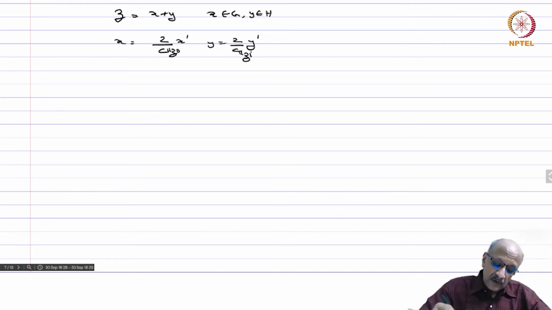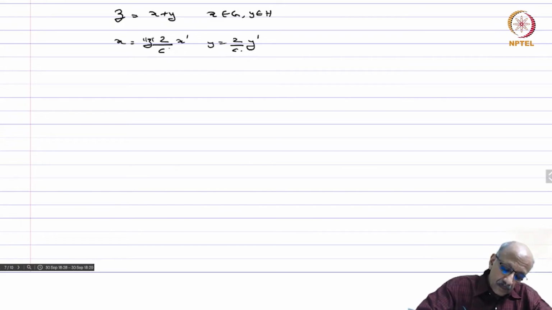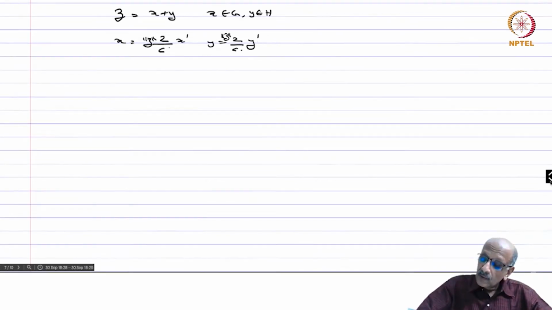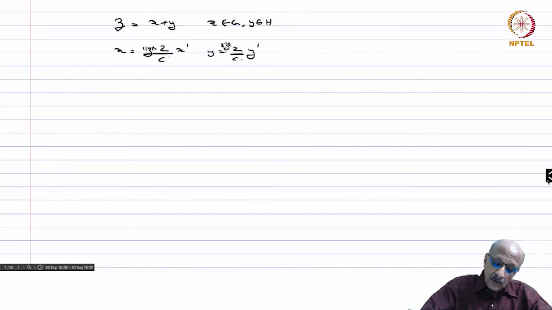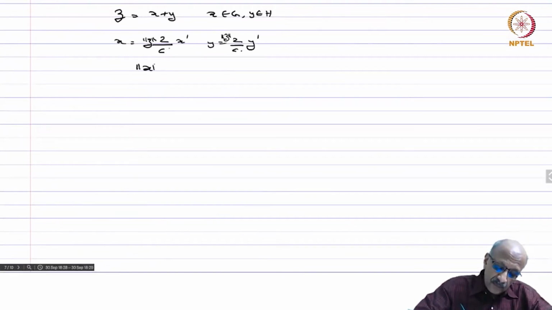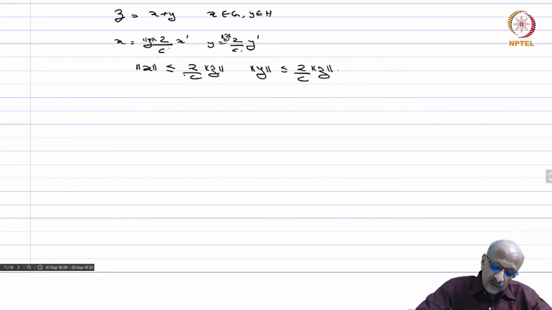And therefore you have the norm Z. Just go back to what we had, the norm Z. So 2 by C norm Z will go to the numerator now, and therefore you have norm x will be less than or equal to 2 by C norm Z, and norm y will be less than or equal to 2 by C norm Z, and therefore for every Z, this is the constant we are talking about, and therefore everything can be uniform.